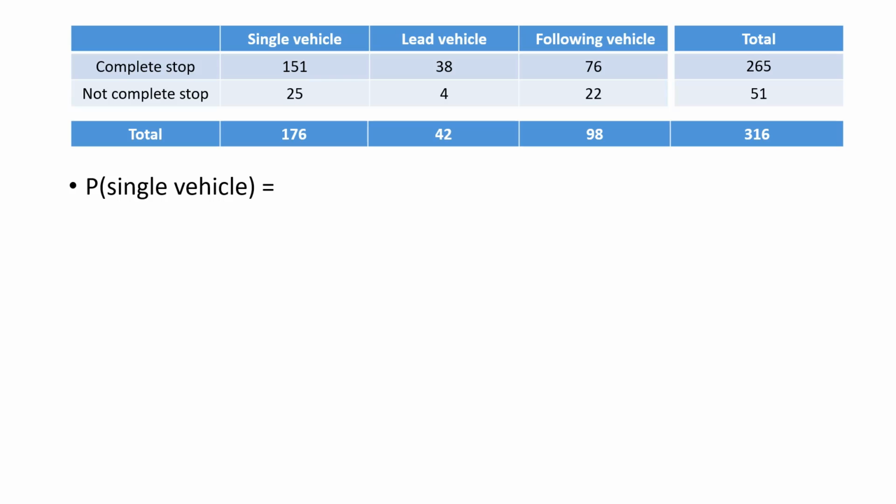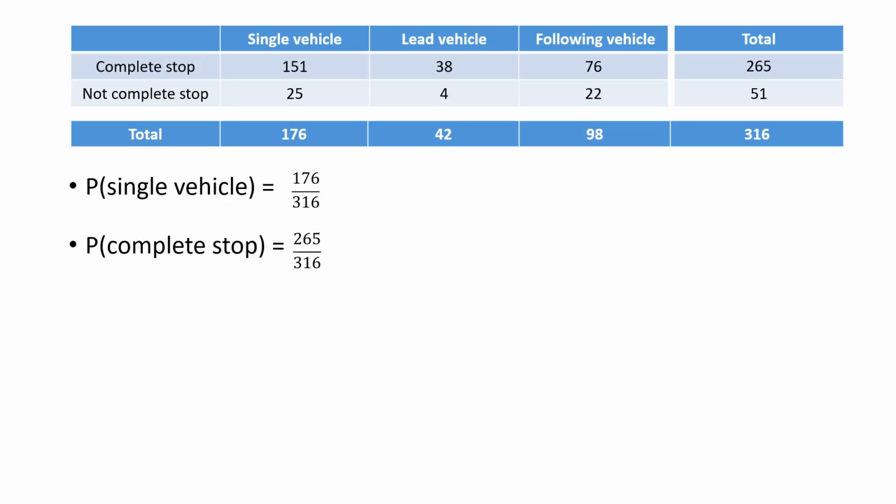Now we can say that the overall probability that a car is a single vehicle is the number of single vehicles in the data divided by the total sample size. So 176 divided by 316. Similarly, the probability that a car comes to a complete stop is the number of cars that came to a complete stop divided by the sample size. So 265 divided by 316.